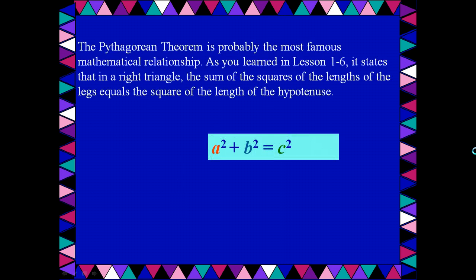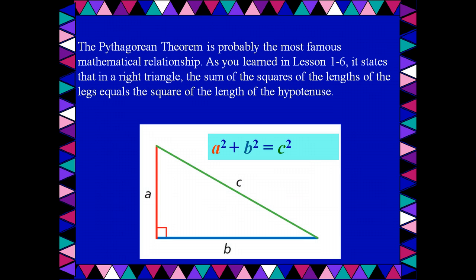The Pythagorean theorem is probably one of the most famous mathematical relationships. As you learned in lessons 1 through 6, it states that in a right triangle, the sum of the squares of the lengths of the legs equals the square of the length of the hypotenuse. The Scarecrow says this in The Wizard of Oz. So this is a squared plus b squared equals c squared, and we've used it before.